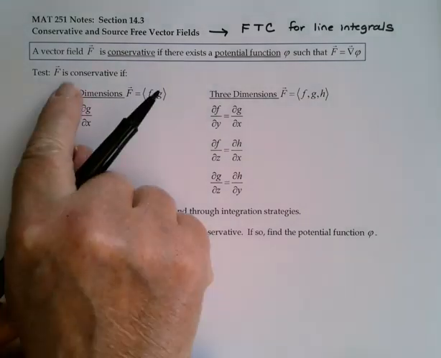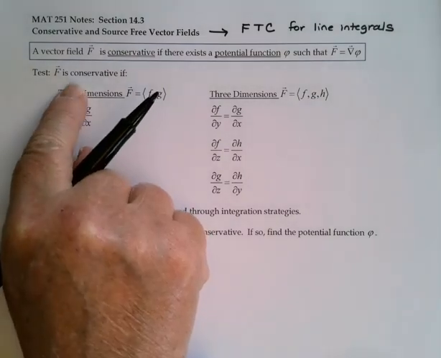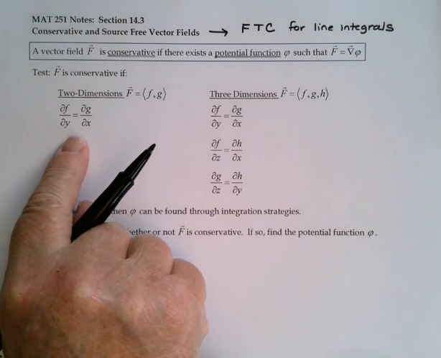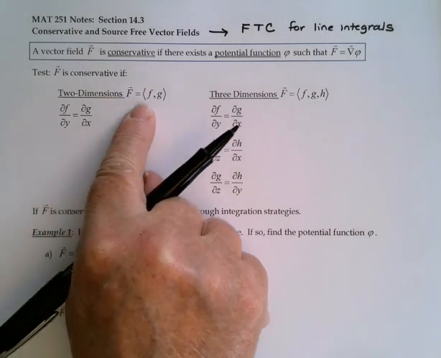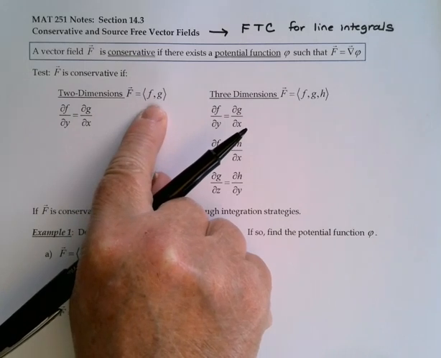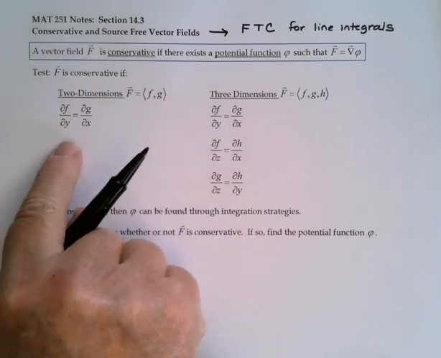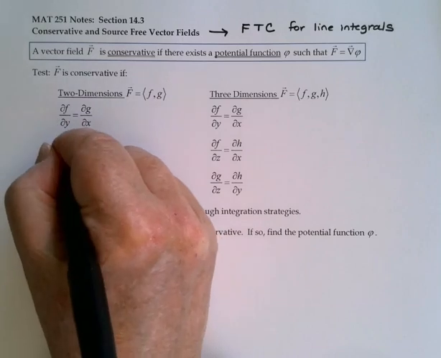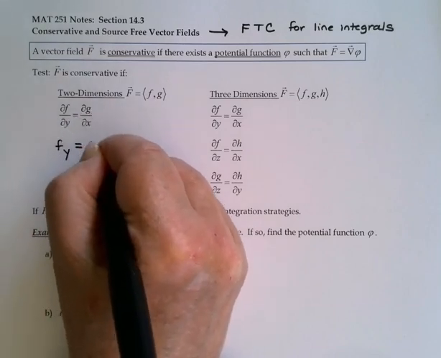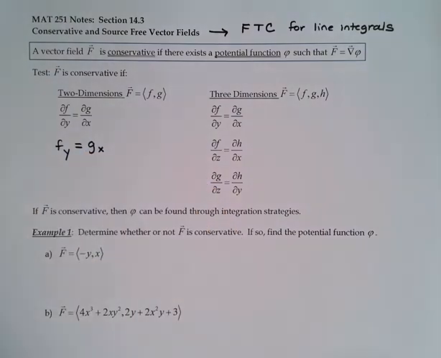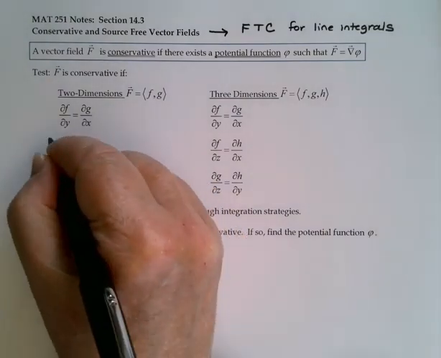So, how do I know whether F is conservative? There's a little test, very simple in 2 dimensions. The test is that if our vector field F is defined as f comma g, then our vector field is conservative if the derivative of f with respect to y is equal to the derivative of g with respect to x. So there's our shorthand version of it.